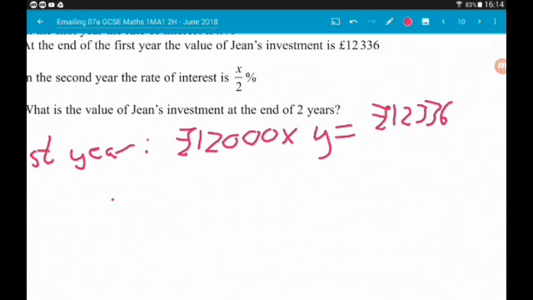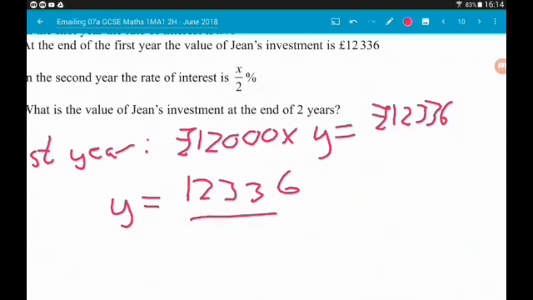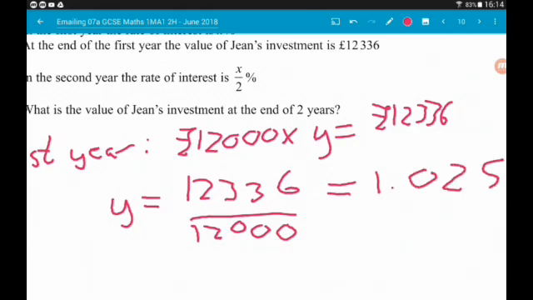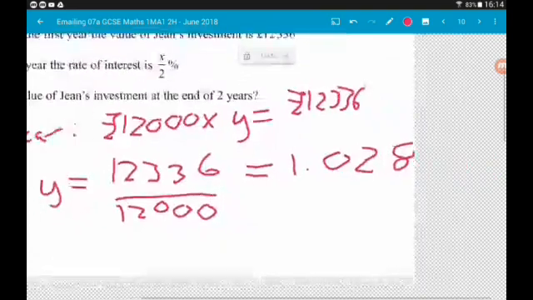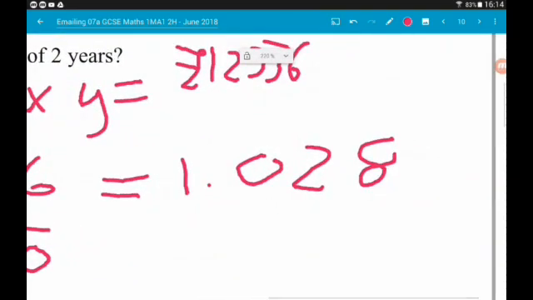So y is 12,336 divided by 12,000. Now that gives us 1.028. So if we multiply a number by 1, we are just finding 100% of that number.